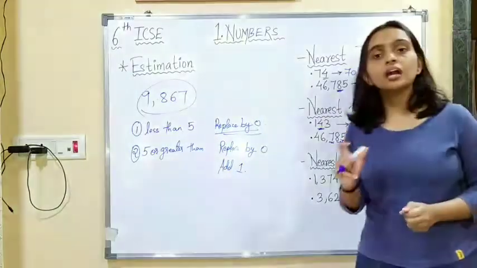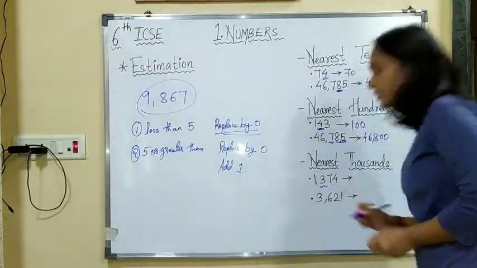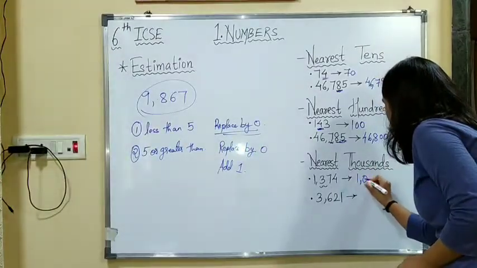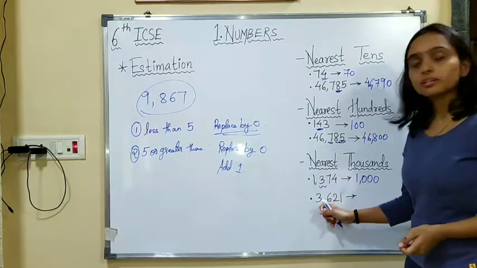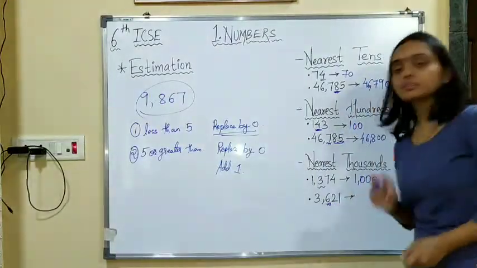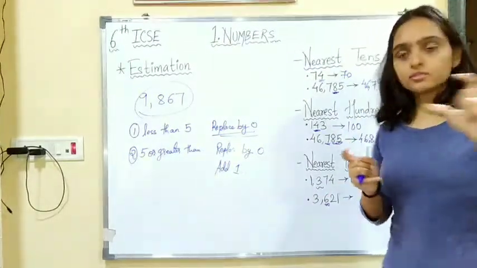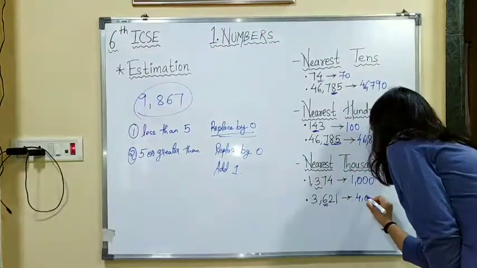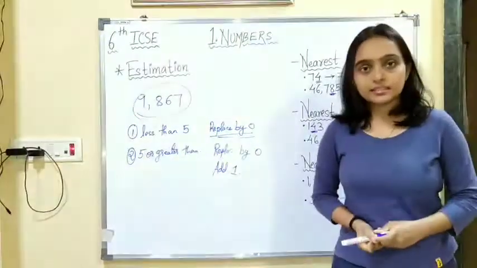Okay. Now for the nearest thousand. First we will see the number at the hundreds place. The hundreds place is 3. 3 is less than 5. So we will just replace it by 0. Now the next number, 3,621. Here the number at the hundreds place is 6. So it is greater than 5. Again we will add 1 to the thousands place. So it will be 3 plus 1 is 4. So you will get 4,000.